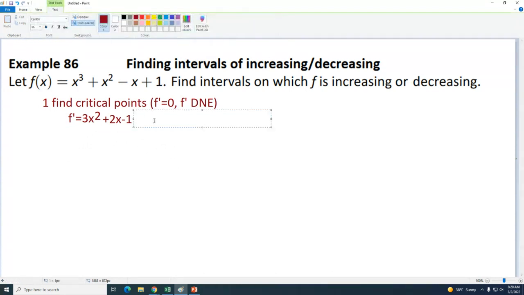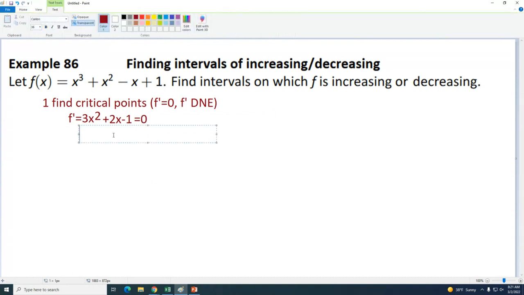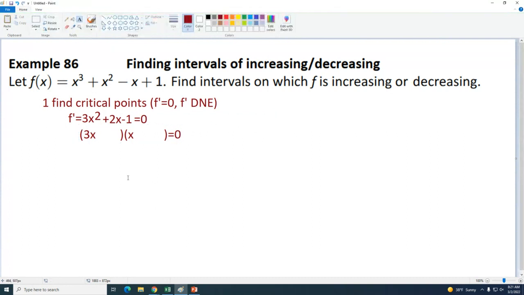So now let's find the solutions. We're going to make the derivative equal to 0. We hope to find solutions for this degree 2 equation. Remember, this is a quadratic equation, a degree 2 polynomial, so there should be 2 solutions. The way we find the solutions, you can use the quadratic formula or you can do factoring. Normally factoring, if it's available, is a little bit faster than the quadratic formula. So I'm going to factor 3x squared, which is equal to 3x times x.